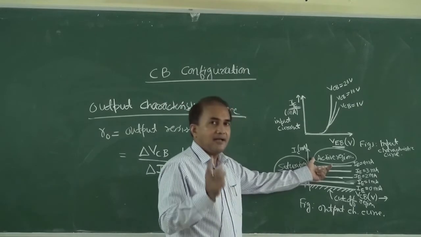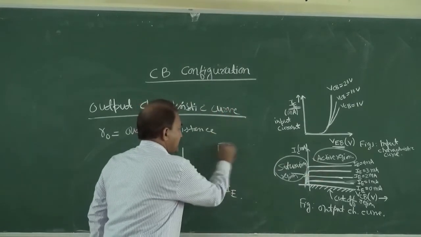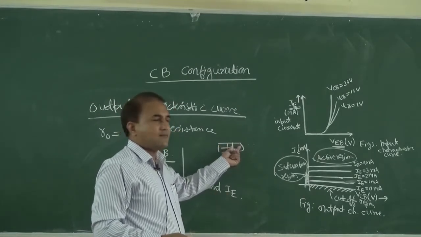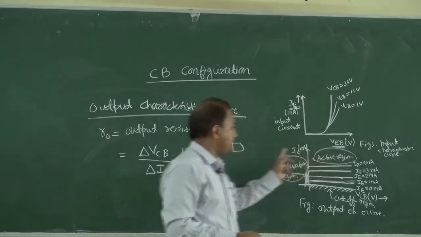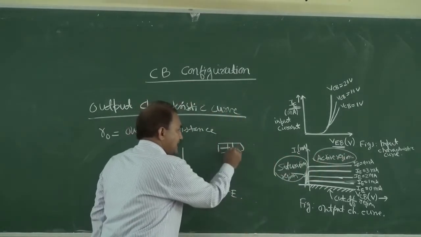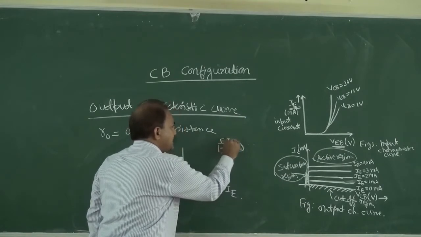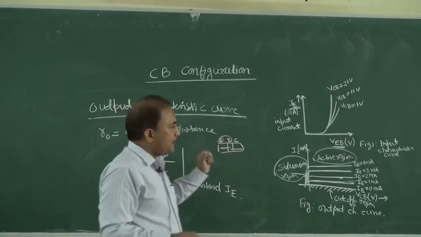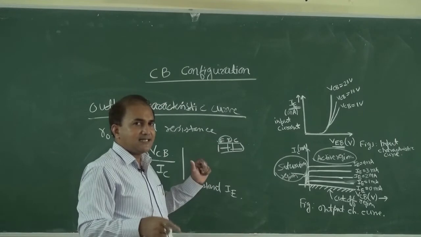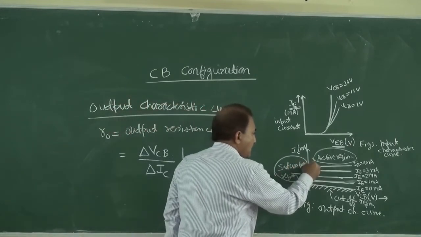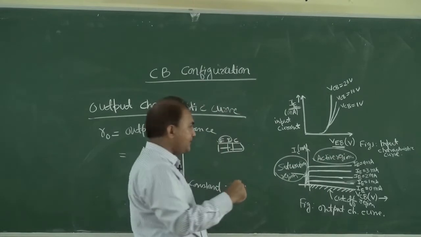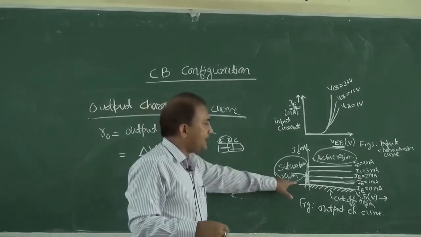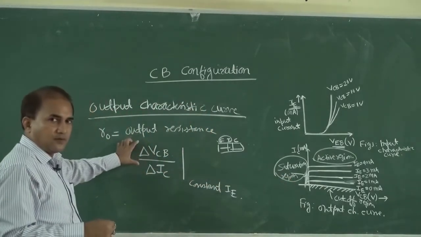In active region, the emitter base is forward biased, and the collector base is reverse biased. So in the active region of operation, the emitter base is forward biased and the collector base is reverse biased. For amplification purpose, the transistor is generally operated in the active region. Now we can get output resistance from the output characteristic curve by using this formula.